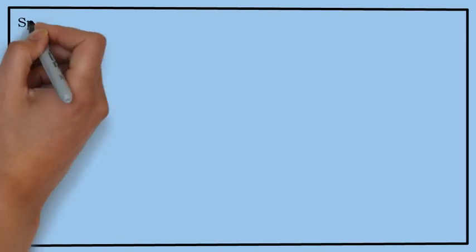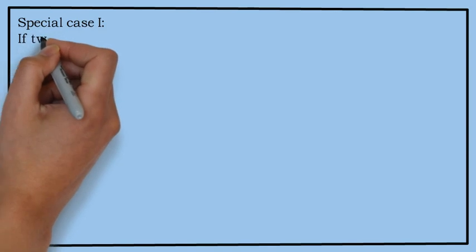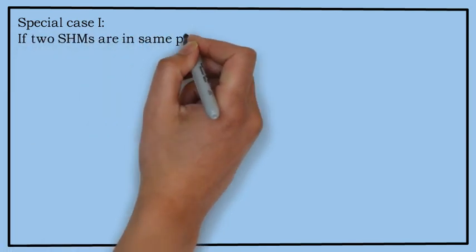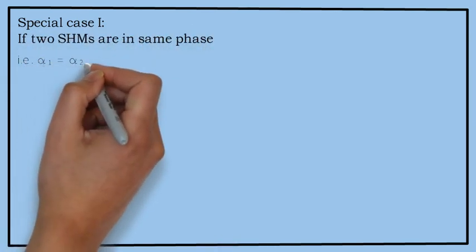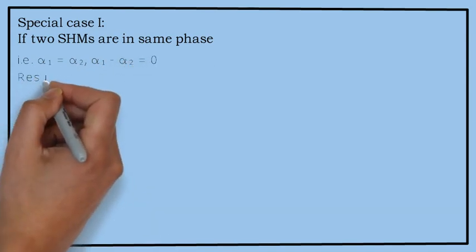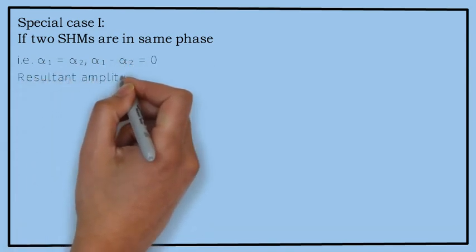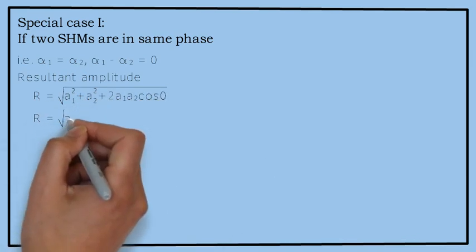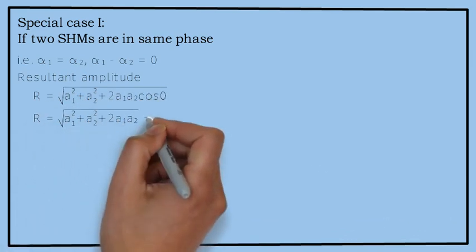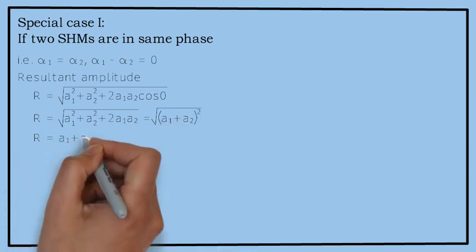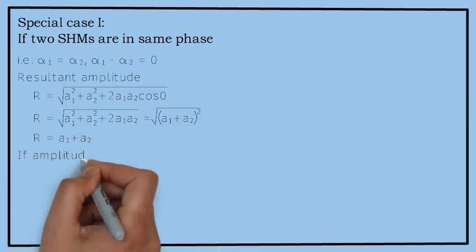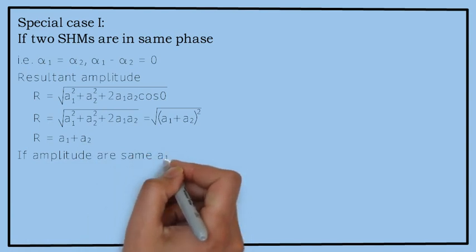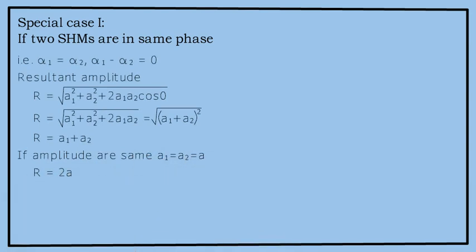Now there are some cases we need to discuss with it. Case 1. If alpha 1 is equal to alpha 2, that means both the SHMs are in phase, then alpha 1 minus alpha 2 is equal to 0. Then r is equal to square root of A1 square plus A2 square plus 2A1 A2 cos 0. So square root of A1 plus A2 the whole square. So r becomes A1 plus A2. If the amplitudes are same, that is A1 is equal to A2 is equal to A, then r becomes 2A.